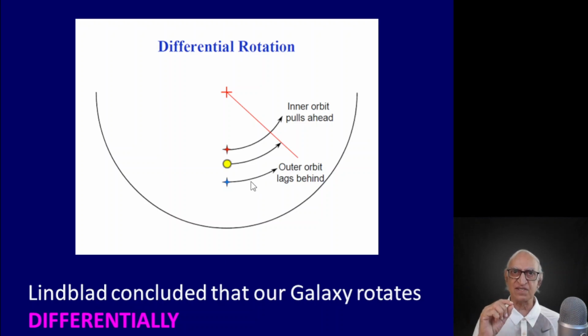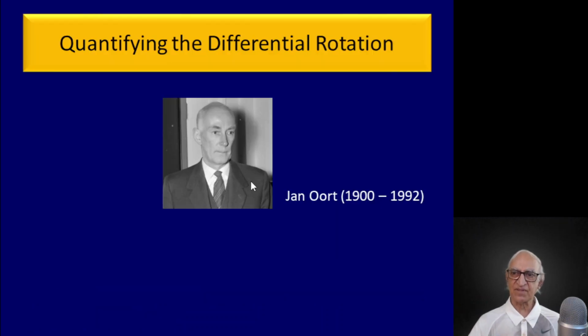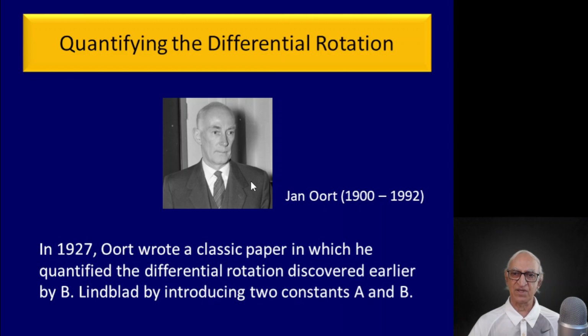Therefore, the extraordinary conclusion by Bertil Lindblad is that our galaxy is not rotating like a rigid body, but it is rotating differentially. Jan Oort, a Dutch astronomer who lived till a ripe age of 92 and made monumental contributions to astronomy, wrote a classic paper in 1927.